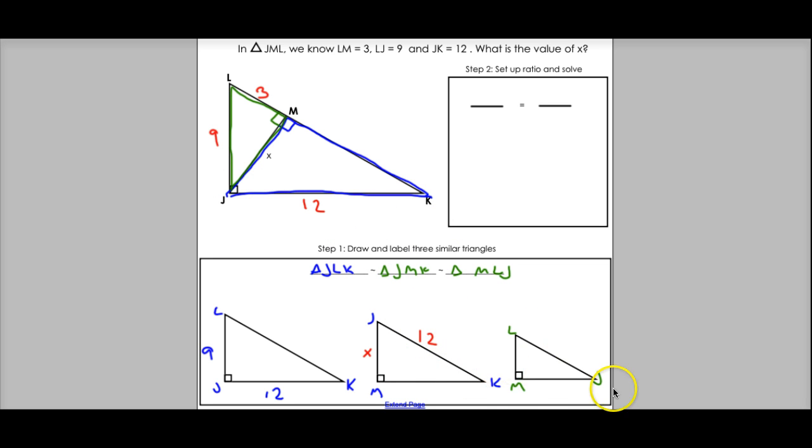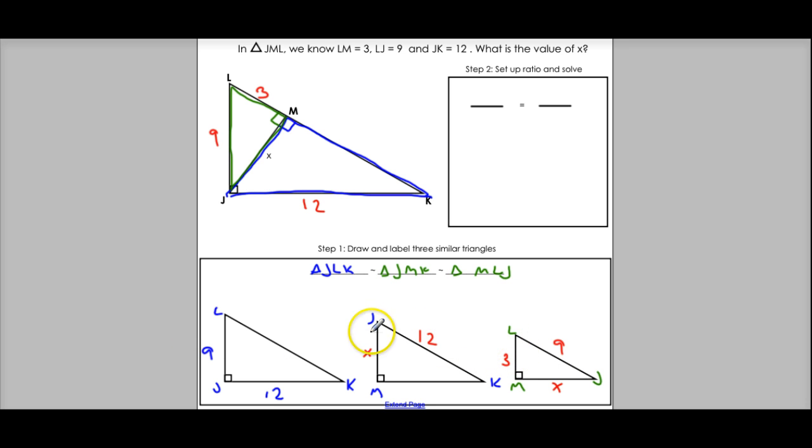Okay, and then finally we have our third guy right here, our little pipsqueak. We know LM is equal to 3. We know MJ, let's see, is equal to X. And then we know LJ is equal to 9. All right? And using this information, we should be able to set up a ratio, right, to do this.